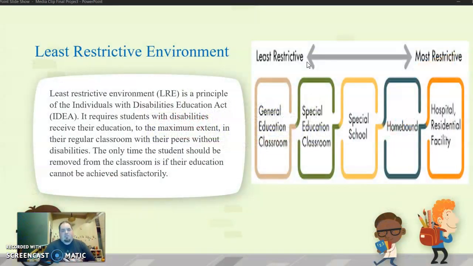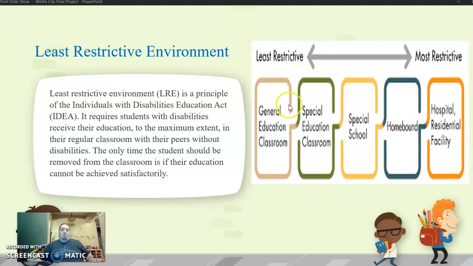First, we'll start off talking about the least restrictive environment. This concept is a principle of the Individuals with Disabilities Education Act. Basically, this requires students with disabilities to be included in the general education classroom with their peers that don't have disabilities. The only time they should be removed from the classroom is if their education can't be achieved satisfactorily. The goal is to keep them in there with the use of supports as much as possible and only remove them from the classroom if absolutely necessary.